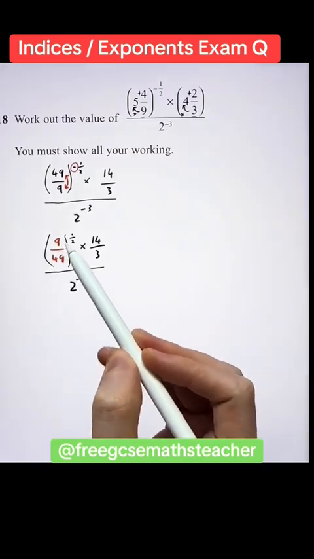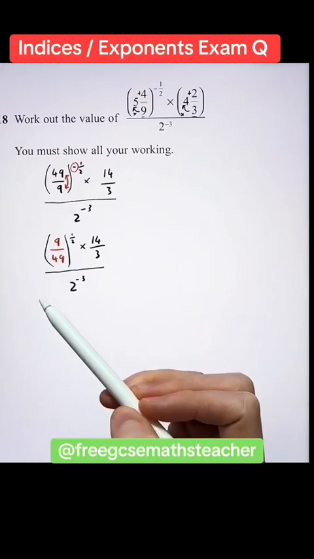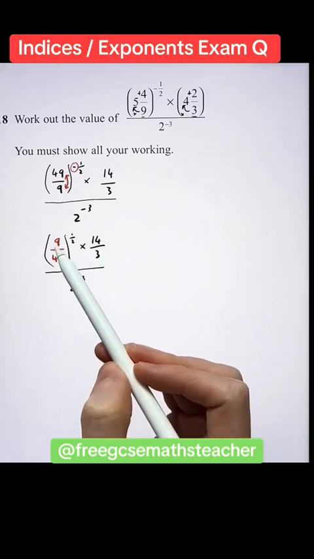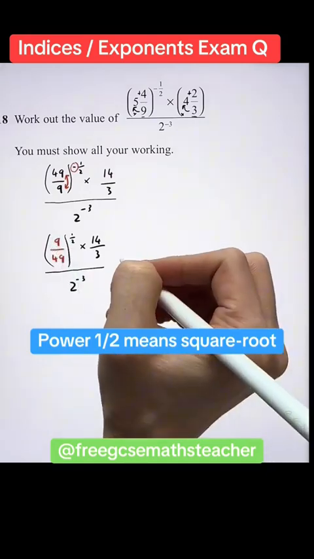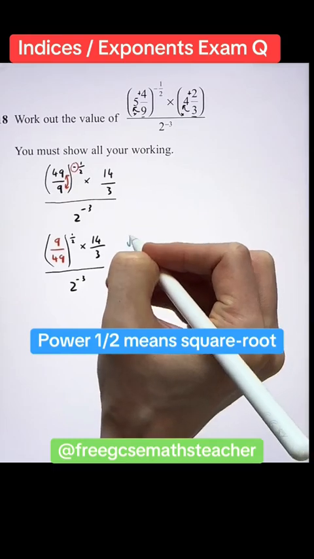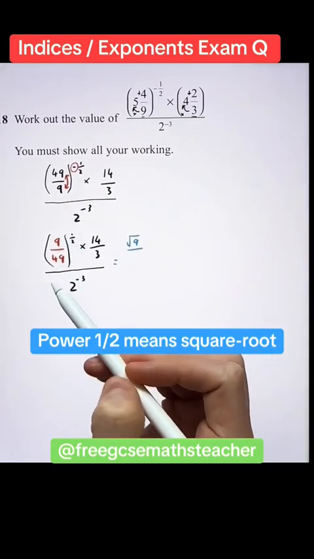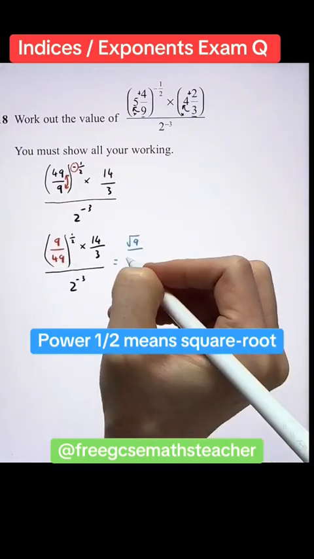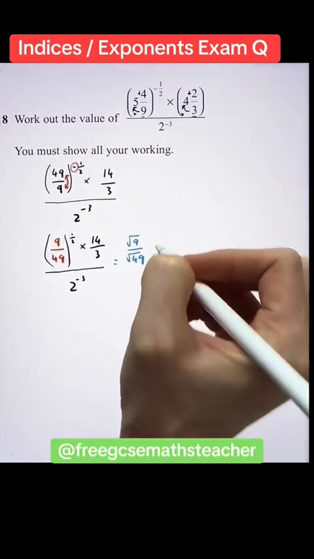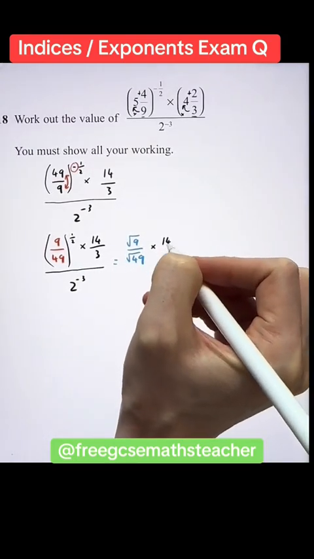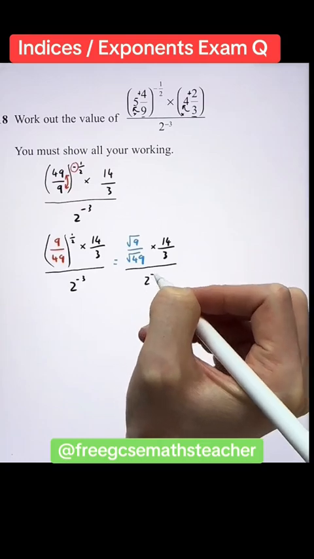Where we have a fraction raised to a power, we apply the power to both the top and the bottom of the fraction separately. So on the top, I'm going to have 9 to the power half. We know power a half means we square root the base. So therefore, on the top, I'm going to have the square root of 9. And on the bottom, I'm going to have 49 to the power half. Well, again, power a half, we know means the square root the base. So on the bottom, I'm going to have the square root of 49. It's still now multiplied by 14 over 3. And we're still dividing by 2 to the power negative 3.